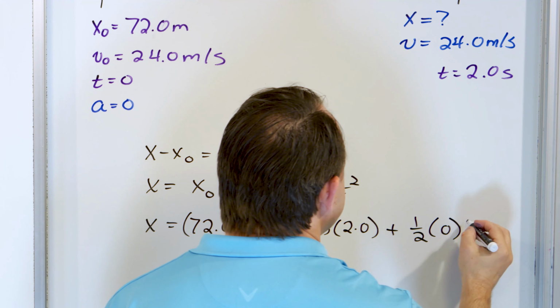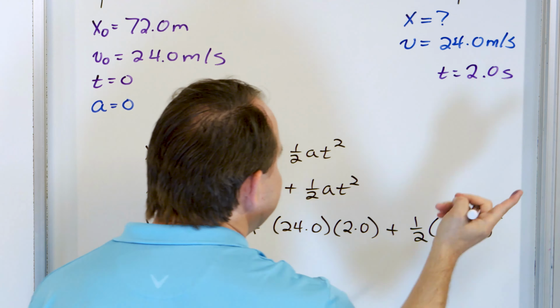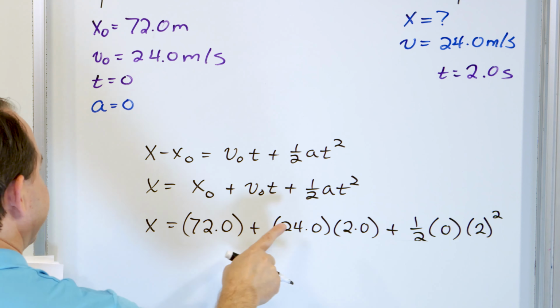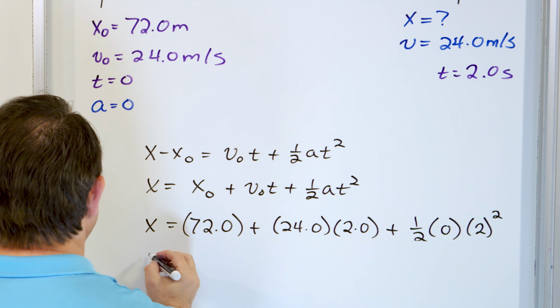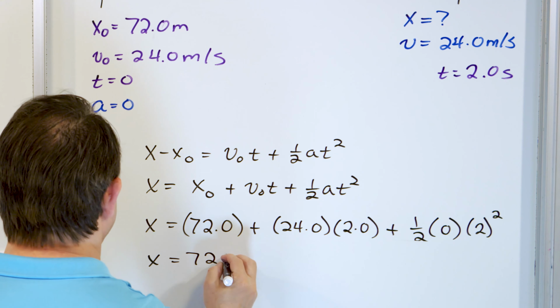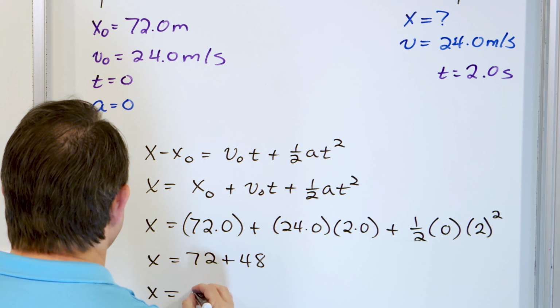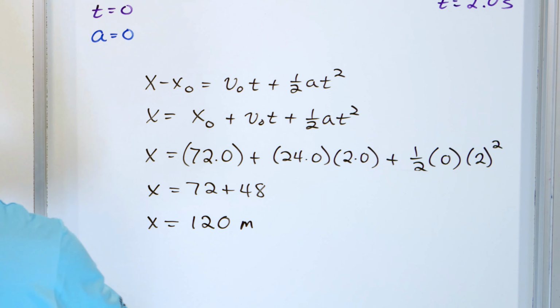So a, and then you could say, it doesn't really matter. I would just put 2 here since it's 2 seconds, but it doesn't really matter. This term goes to 0. So really all you're left with is 24 times 2, and then you get that number and you add it to 72. So what you get is 72 plus 48. And so then the final position of this thing works out to 120. We'll just put it as 120 meters, like this.